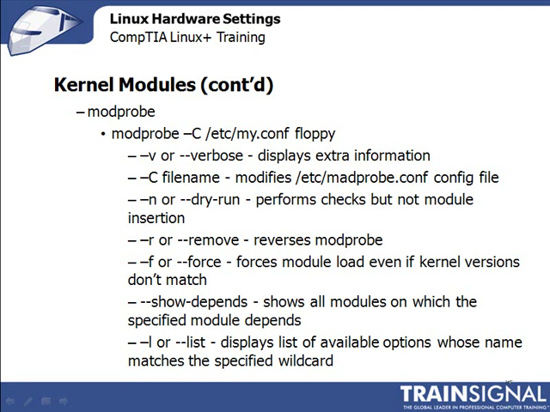Dash dash show dash depends, as the name suggests, will show all modules on which the specified module depends. And finally, dash L or dash list shows all available options whose name matches the wildcard. For example, modprobe dash L asterisk F will show all the modules whose name begins with an F. Let's move on to how to remove a module.